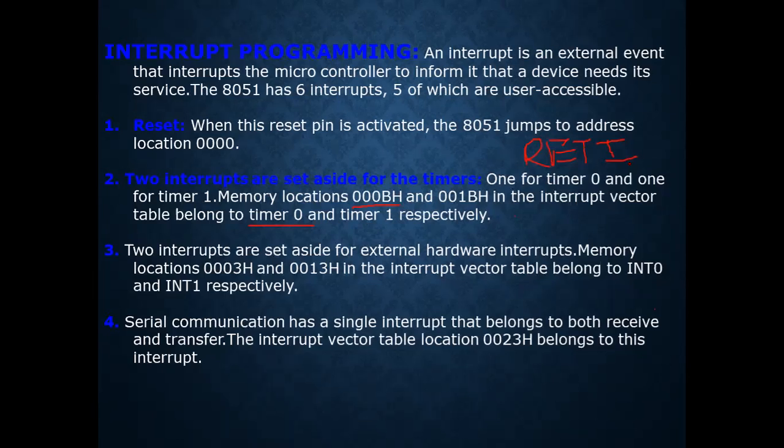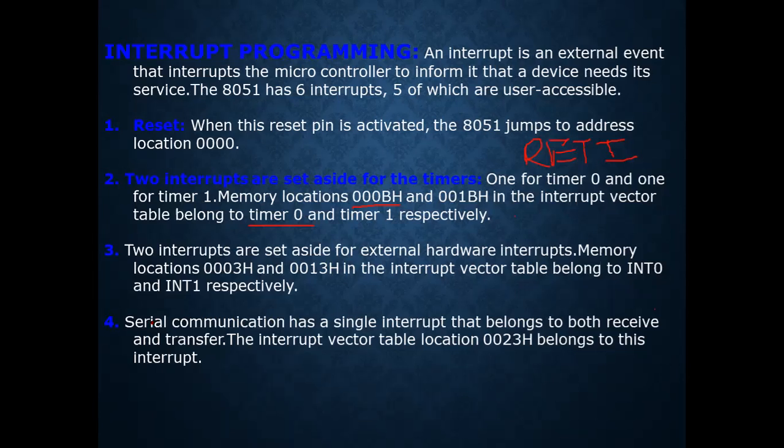Two interrupts are set aside for external hardware interrupts. Memory locations 0003H and 0013H in the interrupt vector table belong to INT0 and INT1 respectively. We will see a table of the interrupts and their vector table memory locations in the next, upcoming slide.